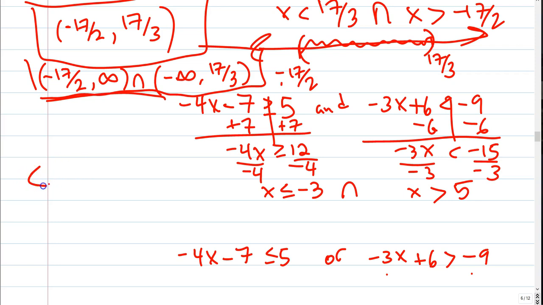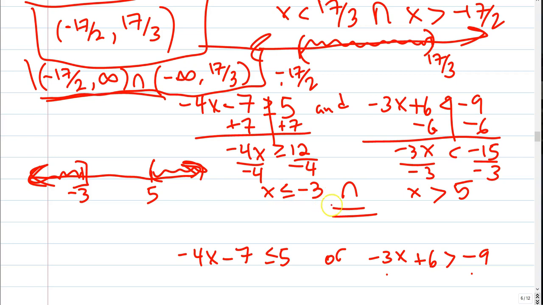So what do we have here? Negative 3, positive 5. Left, right, but I'm looking for an and, which means I'm looking for an overlap. Is there an overlap? And is the overlap. There has to be both for it to be true. Can I have a number that's less than a negative and greater than a positive? No. This would be an empty set.